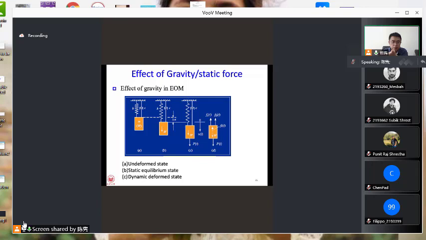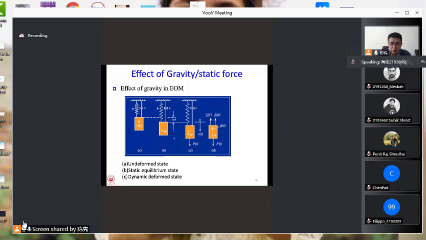Then we release this mass and keep it until it becomes a static equilibrium state, which is a static position. There is no vibration here. So we call this state the static equilibrium state. There is elongation of the spring due to the gravity of the mass. This way, we use the symbol delta ST. So what is the value of delta ST? How do we calculate delta ST?